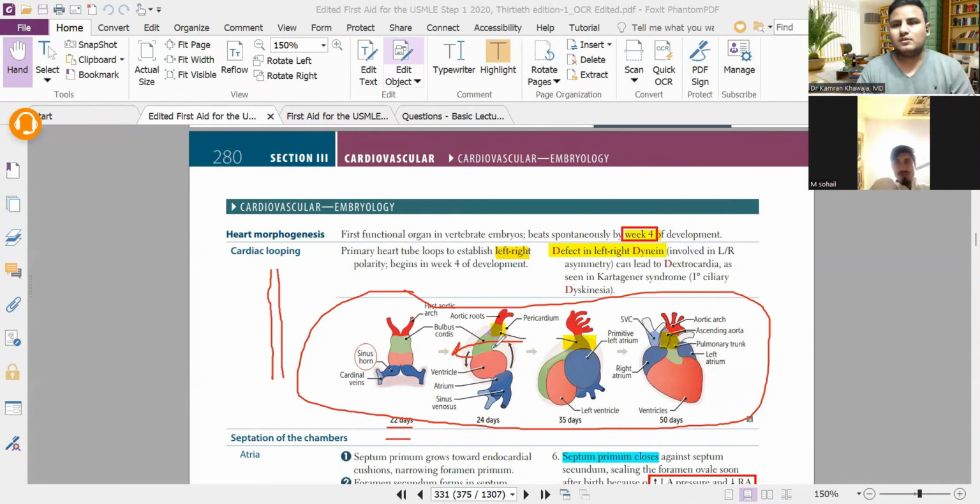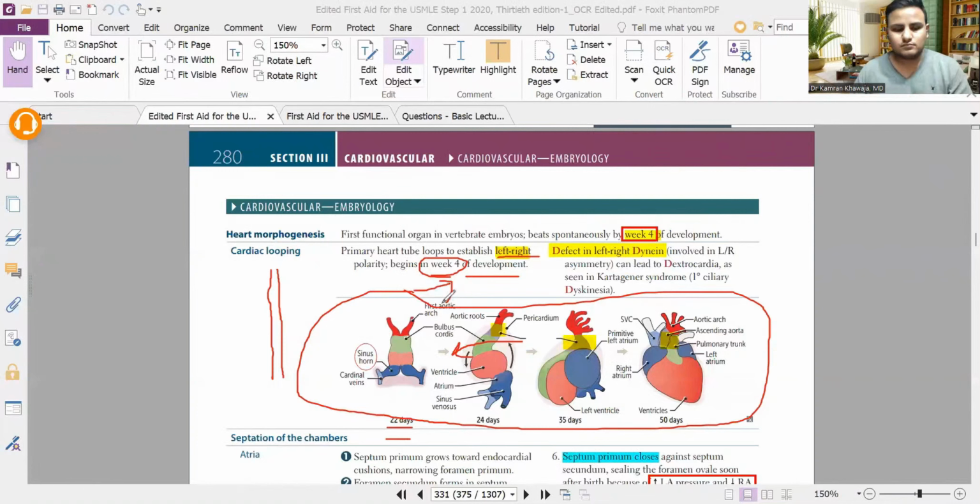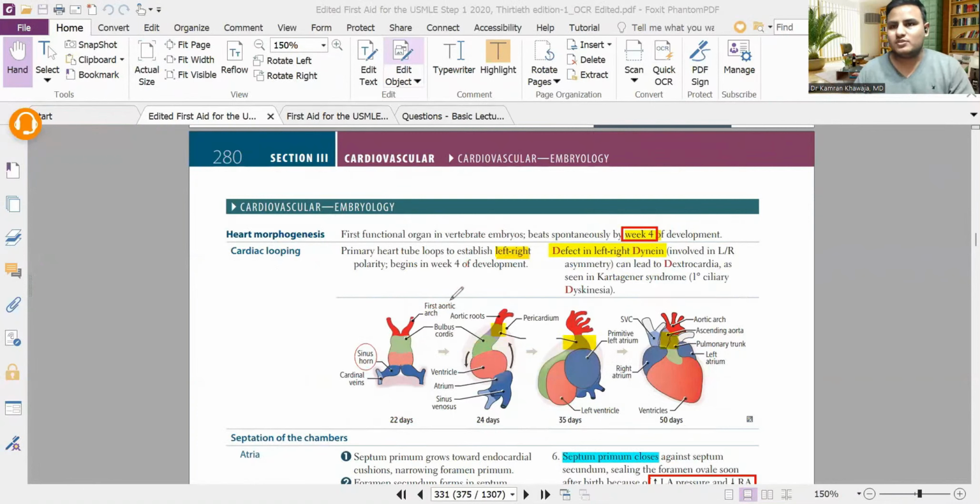And the second MCQ that came in the exam is, what is the week that the heart develops? In week 4. So these are the two MCQs we have covered here. What is the normal polarity of cardiac looping, cardiac development? The answer is left to right. In which week does a functional heart in a vertebrate embryo develop? That is week 4. Is that clear? So we have discussed two points, what is polarity and what is the normal polarity, which is left to right. Is that clear?